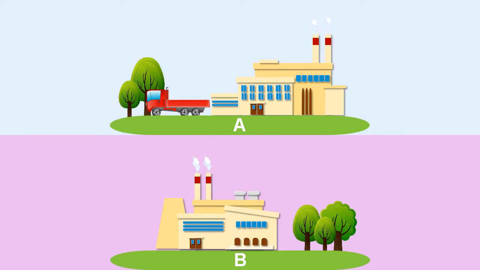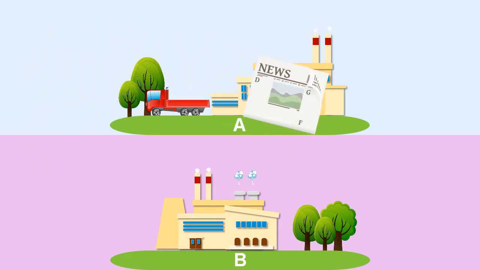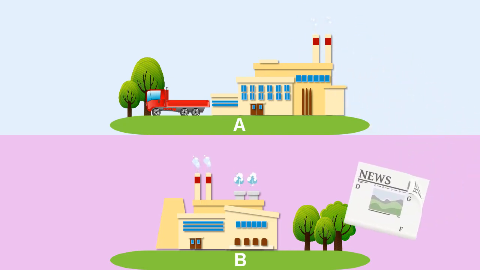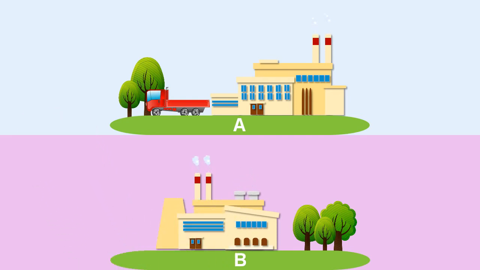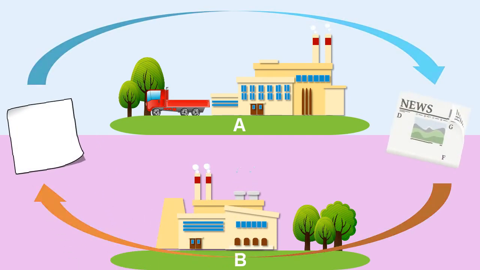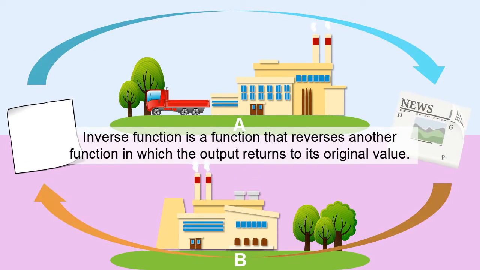Now let's look at this picture. There are two factories. Factory A produces newspaper from paper. Meanwhile, Factory B recycles the newspaper back to paper. Now you can imagine that Factory A serves as the function. Meanwhile, Factory B serves as its inverse function. So in conclusion, inverse function is a function that reverses another function in which the output returns to its original value.